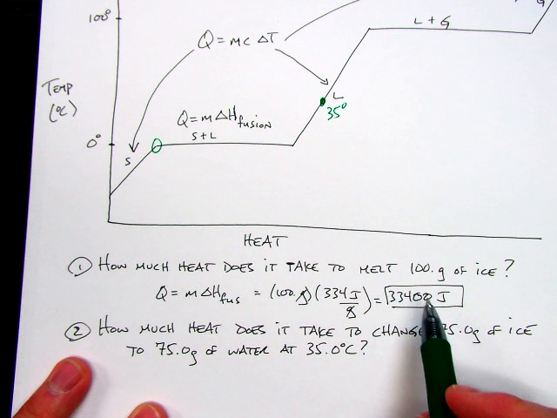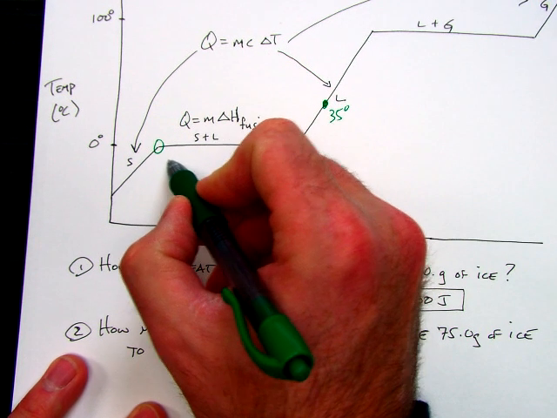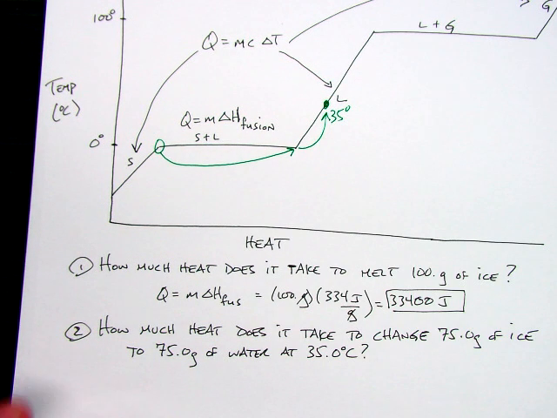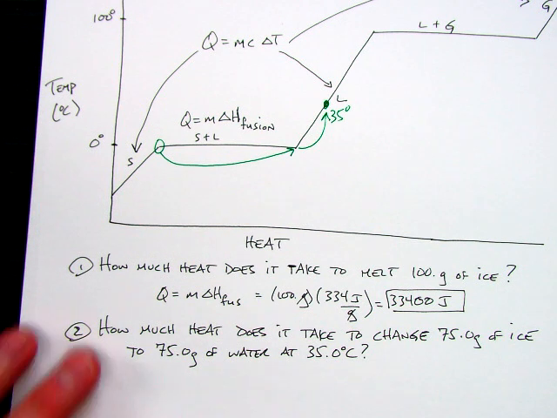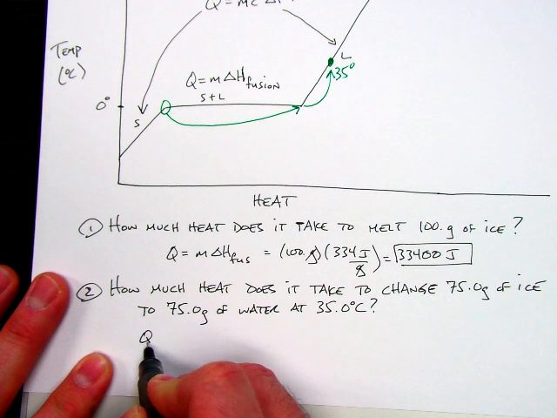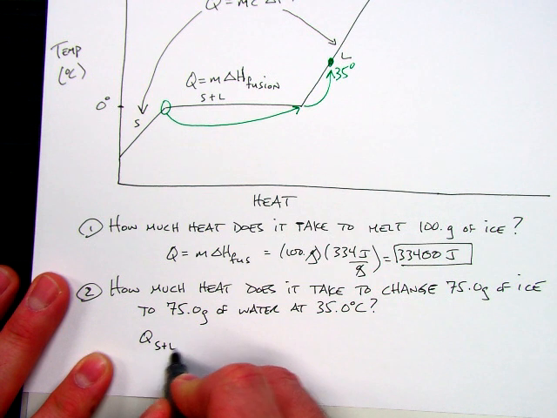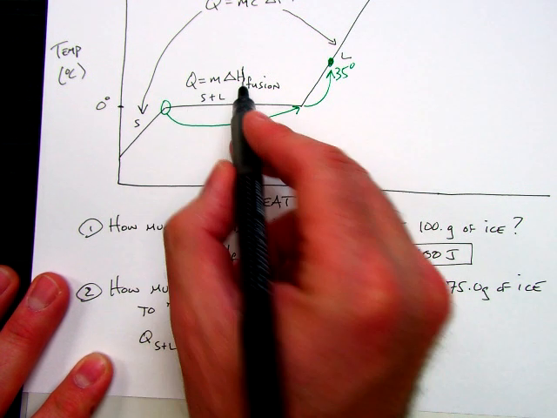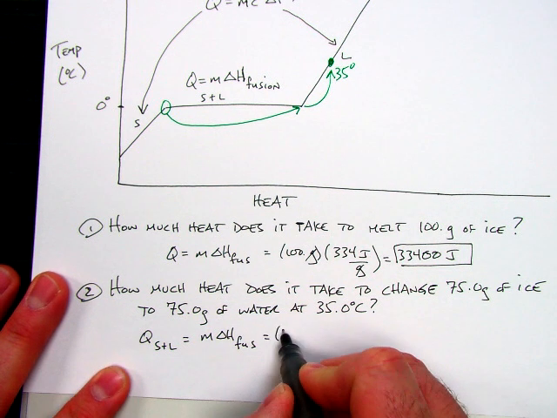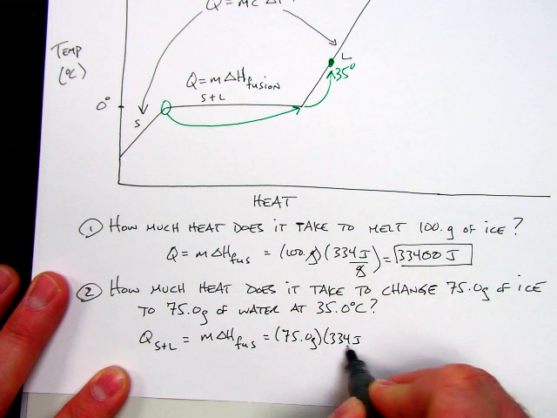And in this problem, we're actually going to figure this out in two different steps. We're going to calculate how much heat it takes to go from here to here and then here to here. And we're going to incorporate two different formulas. So the first one is that I'm going to calculate how much heat it takes to melt our ice. I'm going to figure out the Q of the solid plus the liquid. So I'm going to use my Q equals M times delta heat of fusion. And we'll plug in, I got 75 grams times 334 joules per gram.